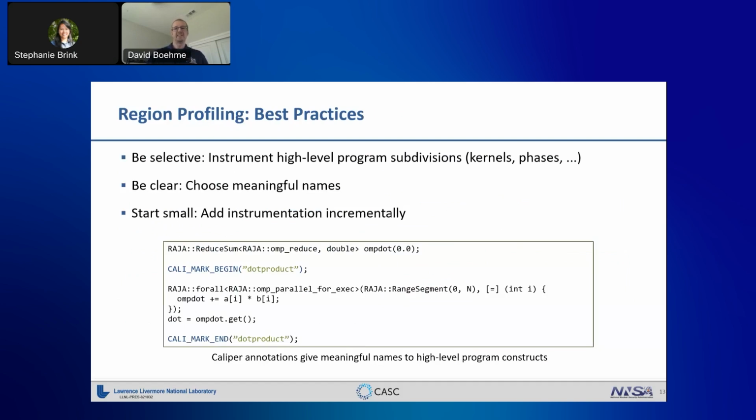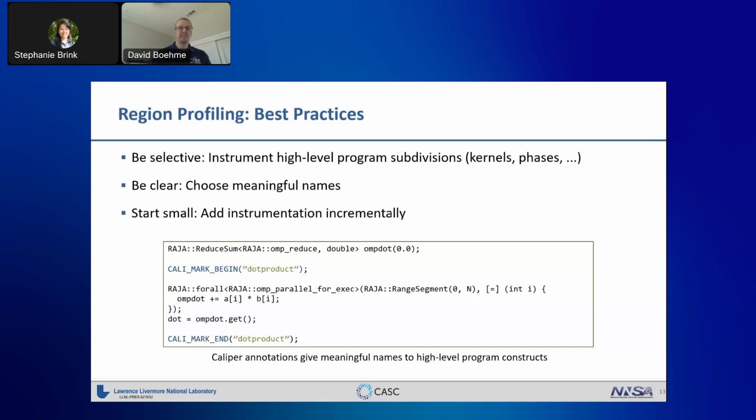It's important to be selective. It's not really meant to go down to extreme levels of detail, but rather to follow the main logical subdivisions of your programs that you're interested in. Like, what are your kernels? What are your phases? And divide up your program that way. This is an advantage of these manual annotations, actually, because it avoids the clutter that you get if you just instrument everything, and lets you focus precisely on the things that you are interested in.